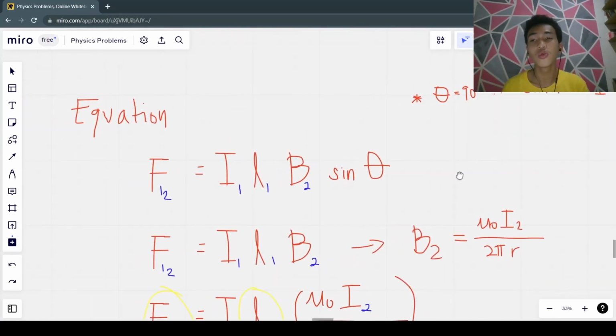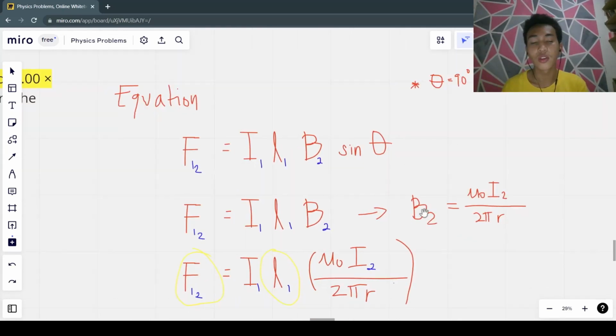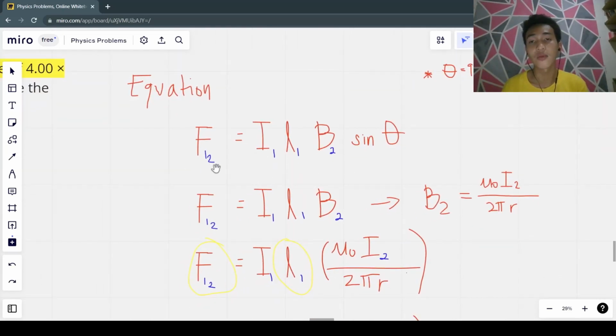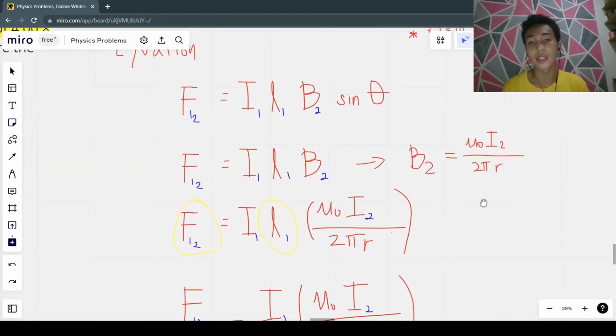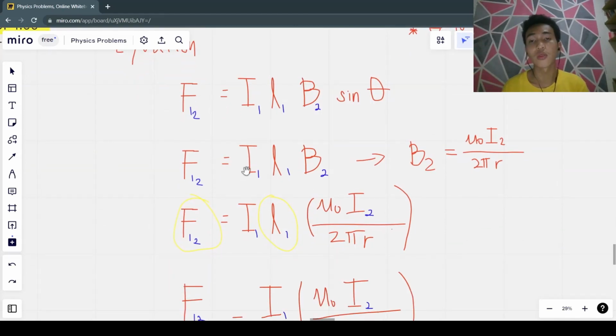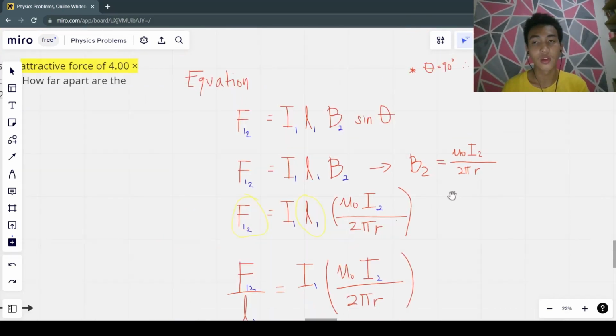So we're going to use the equation: force acting on wire 1 created by the magnetic field of wire 2 is equal to the current of wire 1 times the length of wire 1 times the magnetic field of wire 2 times sine theta. So ulit, hindi given yung angle. So let's assume na 90 degrees yun. So sine 90 degrees is equal to 1. So hindi na natin kailangan ilagay yan. So force is equal to current of wire 1 times the length of wire 1 times the magnetic field of wire 2.